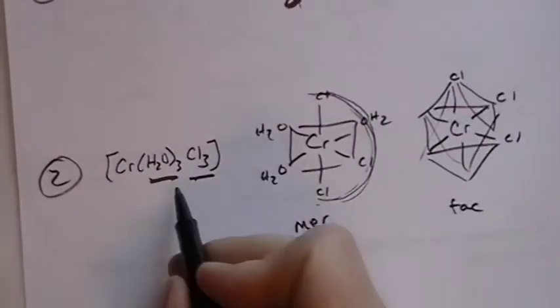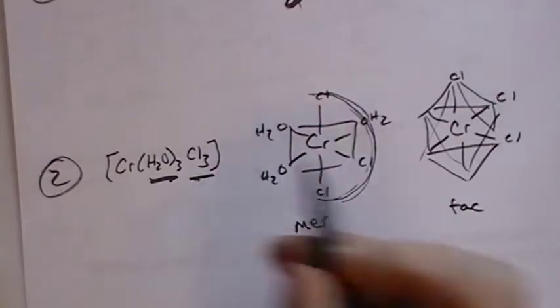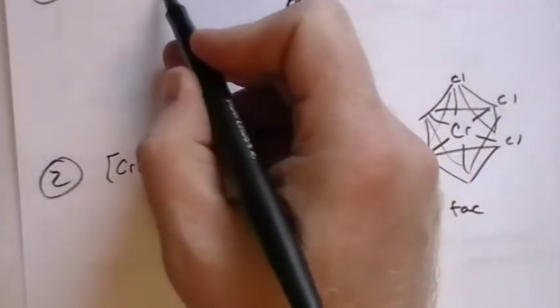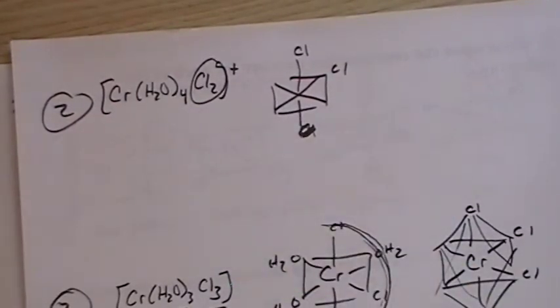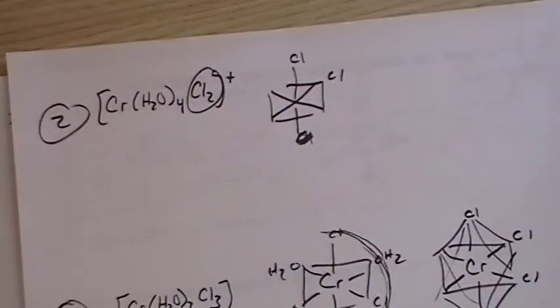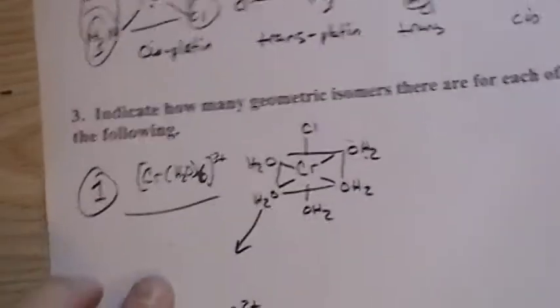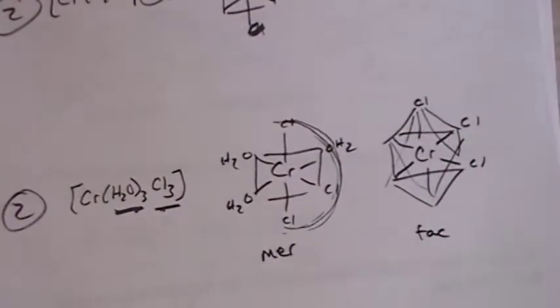Now, if we go to 4 waters and 2 chlorine, then it's the same as 2 chlorine and 4 waters as far as the number of isomers. Definitely different compounds, but there's no reason to go any further. We could just keep adding chlorines until we have 6 chlorines, and we'd be back to the same kind of thing as we had here. So no reason to go any further.